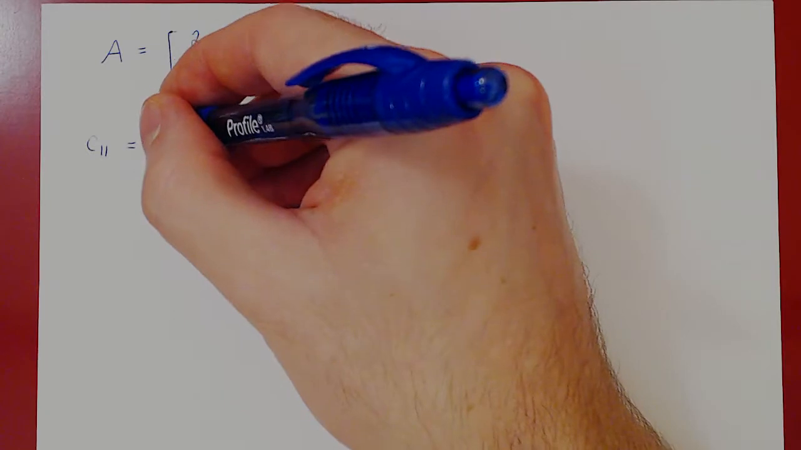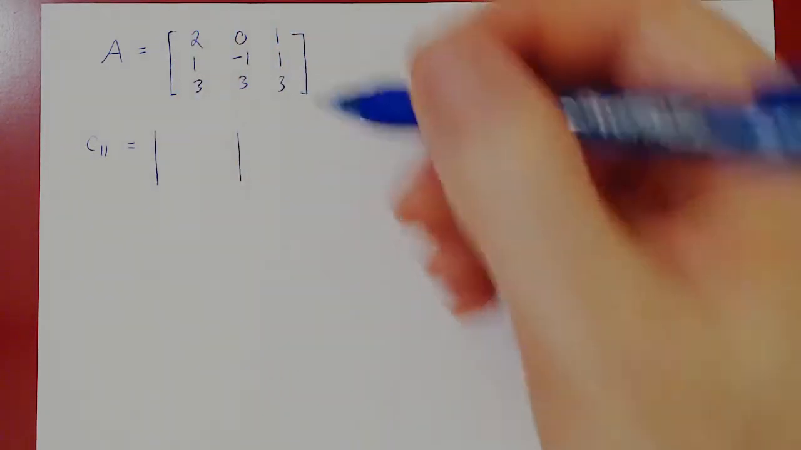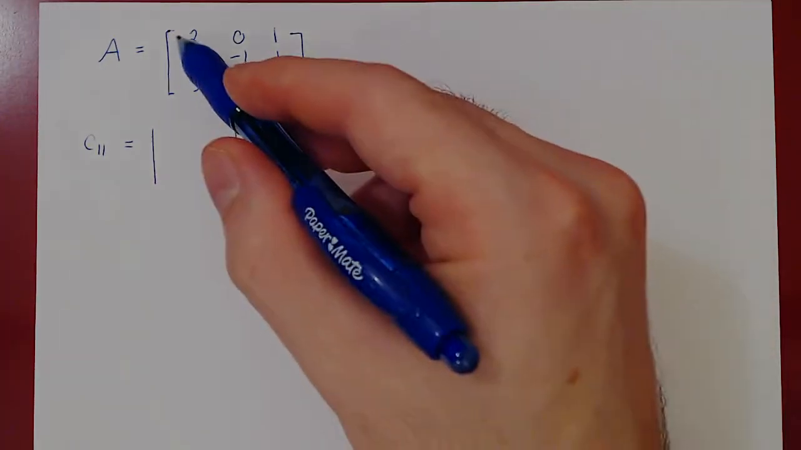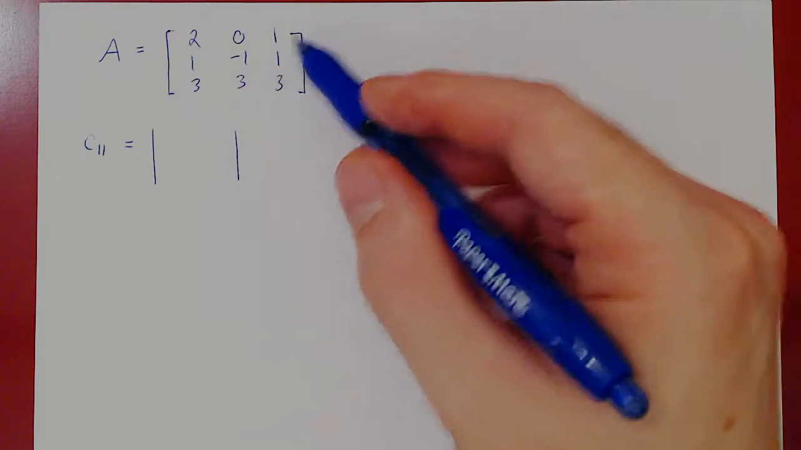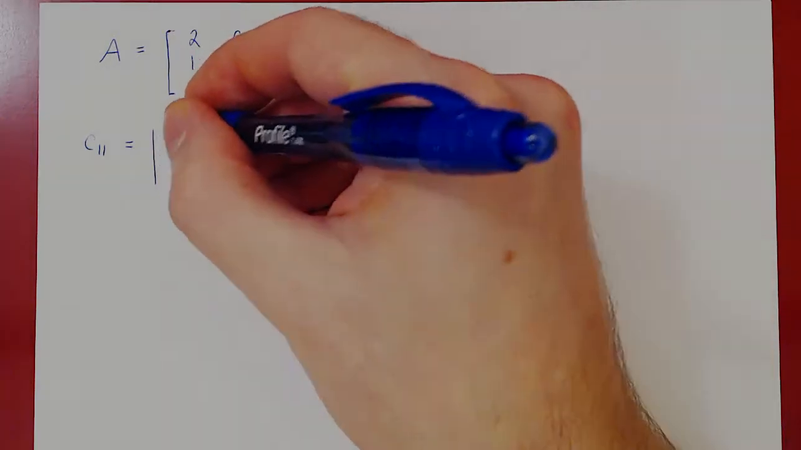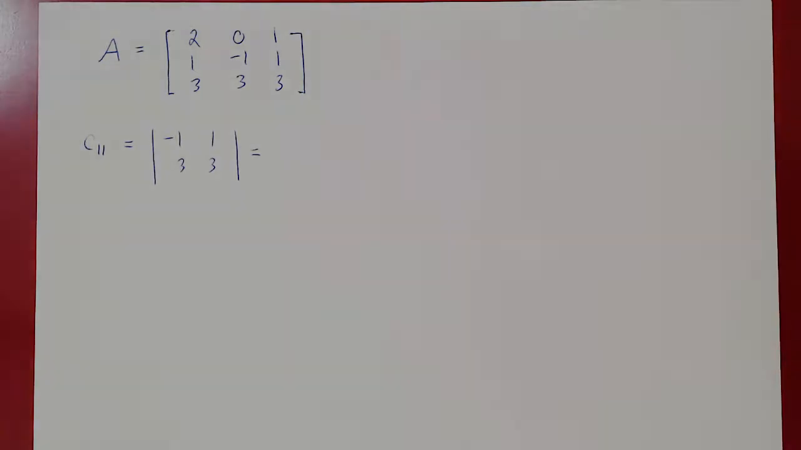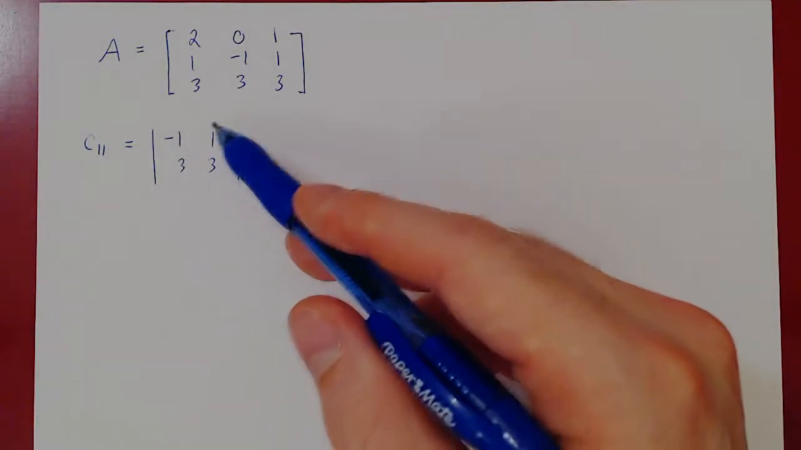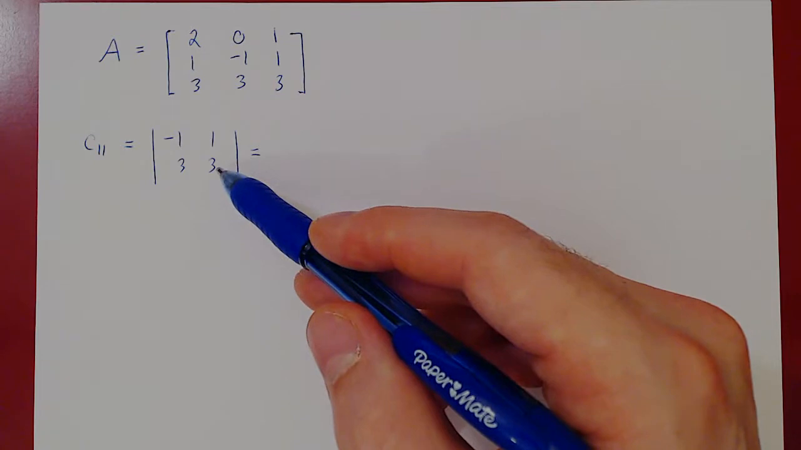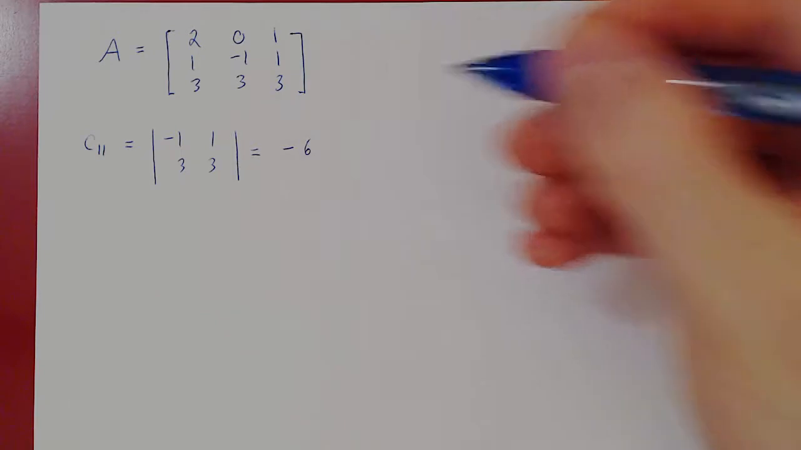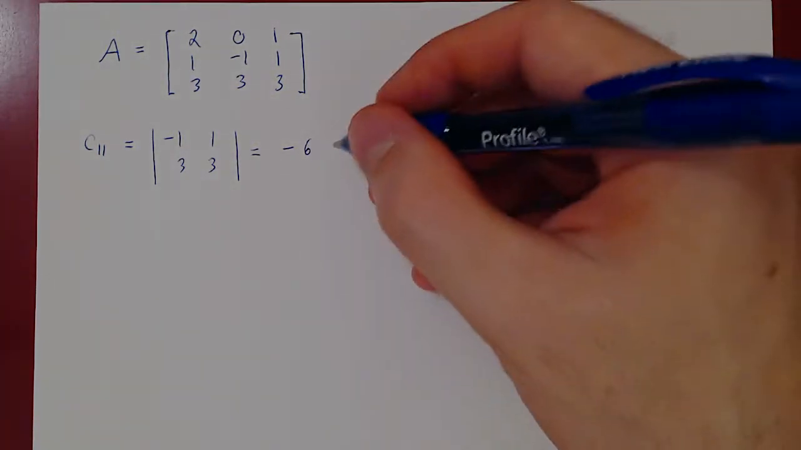We'll get no negative because 1 plus 1 is 2, which is even, times the determinant of the matrix obtained from A after we delete the first row, first column. Delete the first row, first column, and you have the matrix negative 1, 1, 3, 3. This is now the determinant of a 2 by 2 matrix, so all we have to use is AD minus BC. Negative 1 times 3, negative 3, minus 3 times 1, minus 3, that's negative 6. Let's keep going.